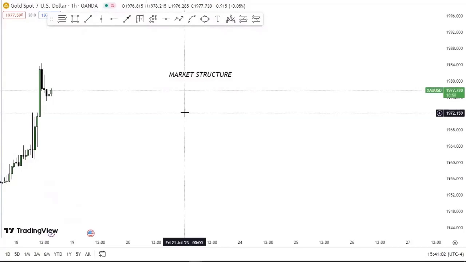You don't need to understand harmonic patterns, Elliott waves, and all those things. All those things were coined for market structure. So understand market structure and save yourself from paying huge sums of money to other people for mentorship.